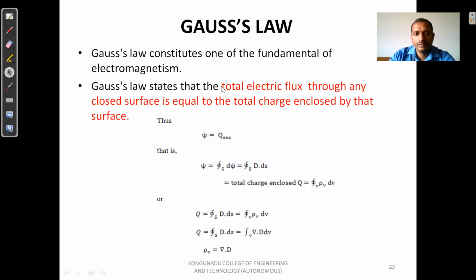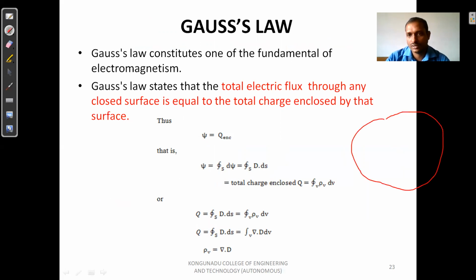So next, we are going to discuss Gauss law. This is one of the fundamental laws in electrostatics. Gauss law constitutes one of the fundamental laws of electromagnetism. It states that the total electric flux passing through any closed surface is equal to the total charge enclosed by that surface. So if you consider a closed surface, the total flux passing through the surface, called psi, is equal to the total charge enclosed by that surface. That is, psi is equal to Q enclosed.